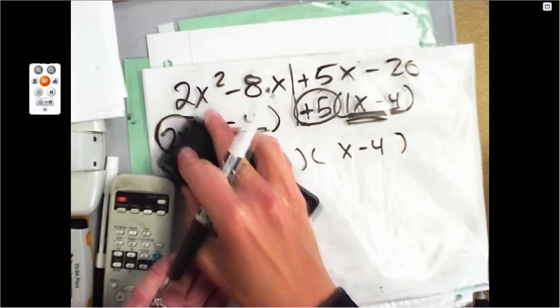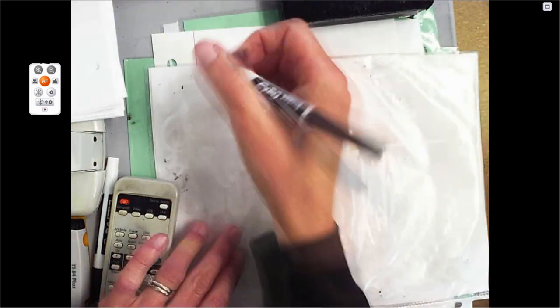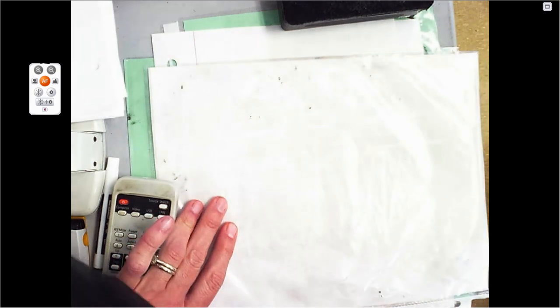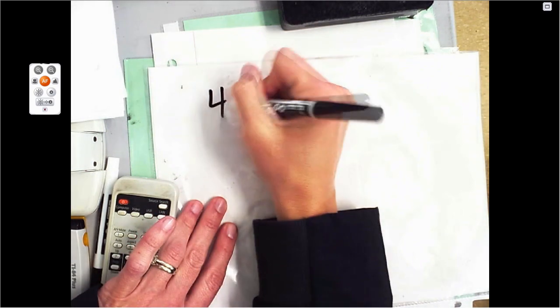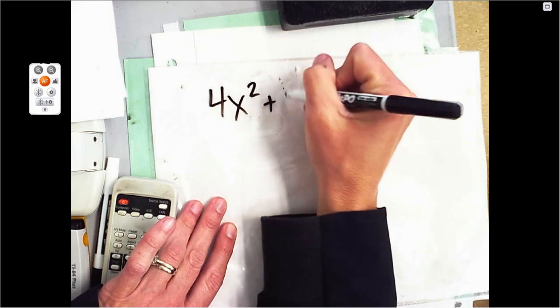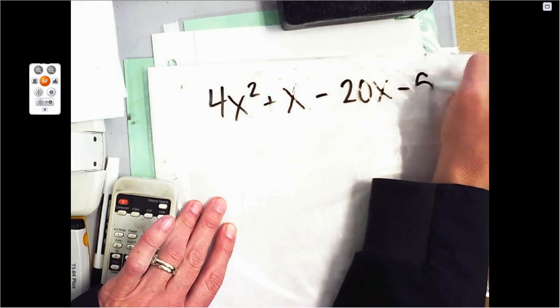Okay, let's try another one. Let's go 4x squared plus x minus 20x minus 5.